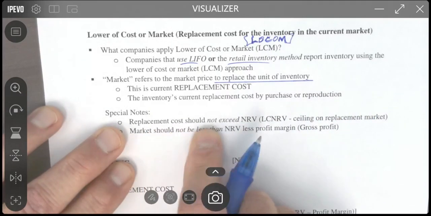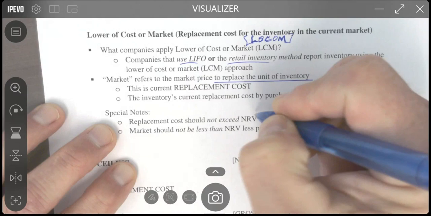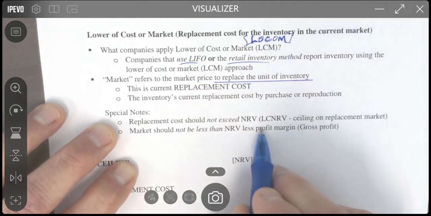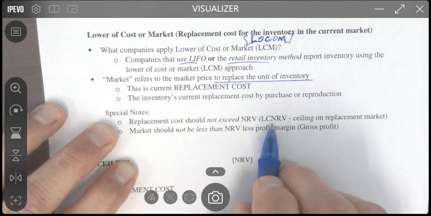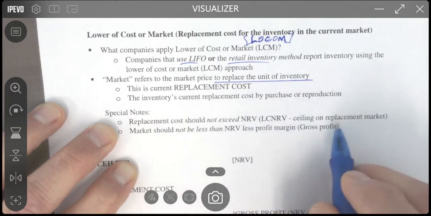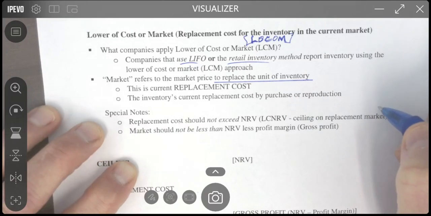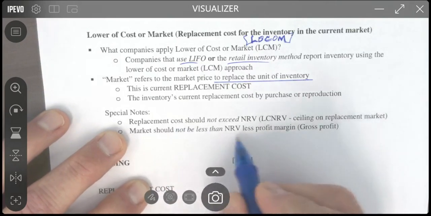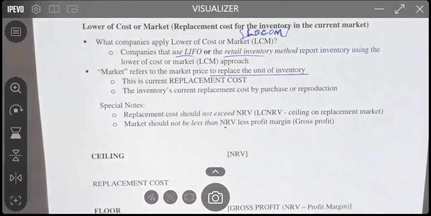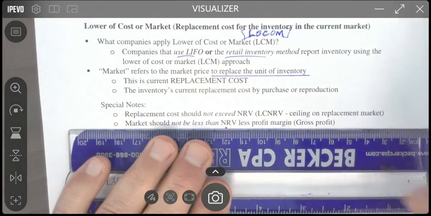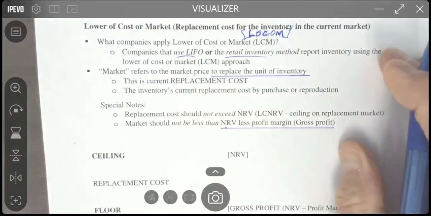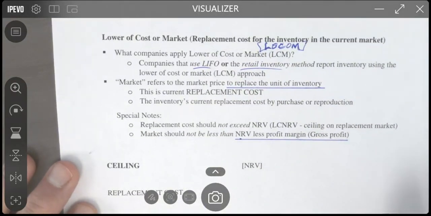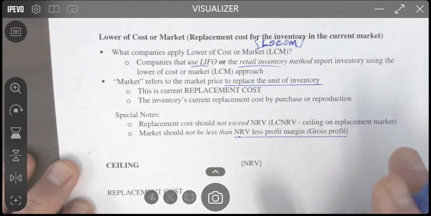Special notes. Replacement cost should not exceed net realizable value, which is the lower of cost or net realizable value minus the ceiling on the replacement market. The market should never be less than the net realizable value itself, less the profit margin. Okay, so these will be a lot. We're going to do a case on these rules, both of these methods, in the next video. And it's a lot easier to learn it in conjunction with numbers and facts.